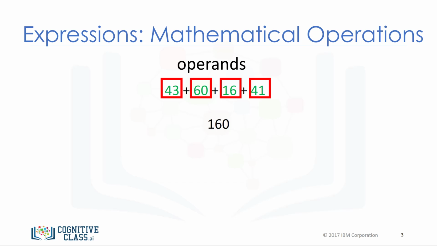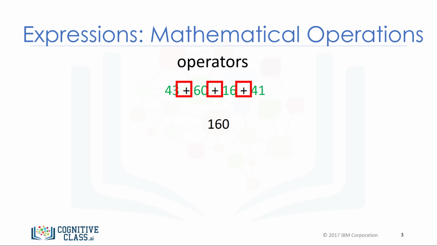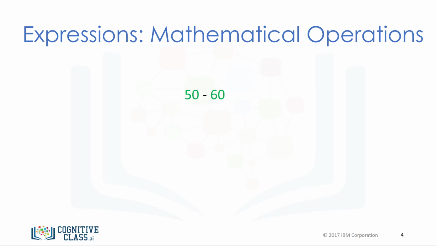We call the numbers operands, and the math symbols, in this case addition, are called operators. We can perform operations such as subtraction using the subtraction sign. In this case, the result is a negative number. We can perform multiplication operations using the asterisk. The result is 25.